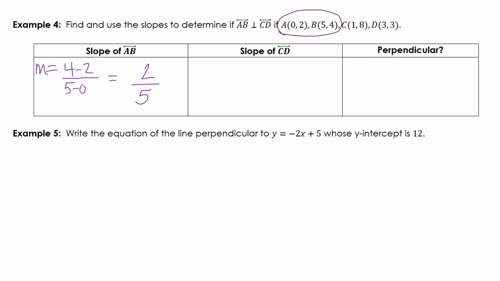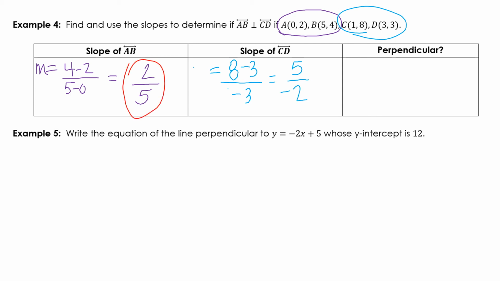Now let's look at CD. My y values for C and D are 8 and 3, so I'm going to do 8 minus 3, and in the exact same order, 1 minus 3 for the x values. So that's 5 over negative 2, which does not simplify. So now let's compare them. Are they opposites? Yes. One is positive, one is negative. Are they reciprocals? Yes. 2 over 5 got flipped to 5 over 2.